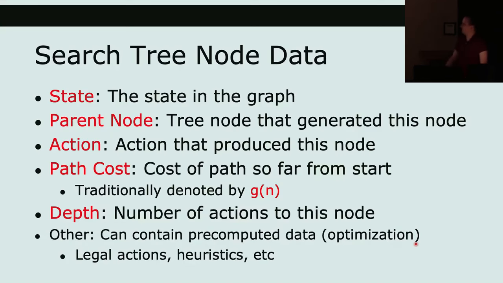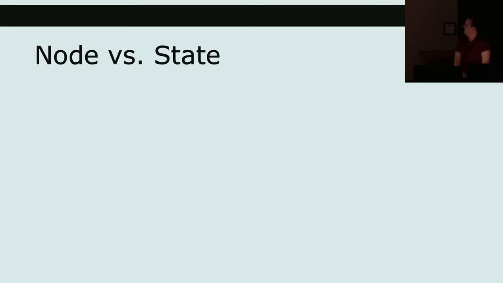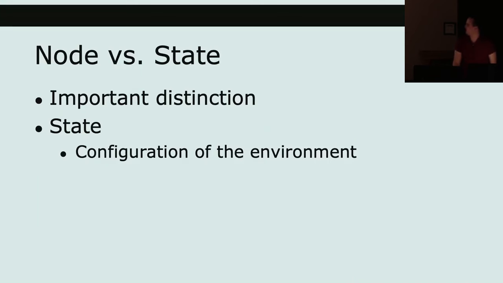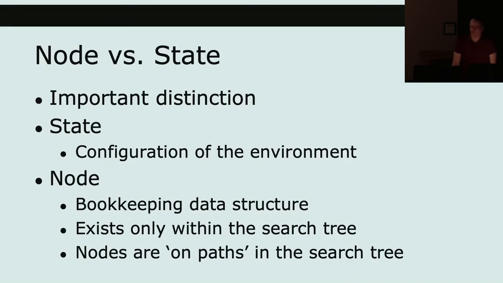Maybe, if we talk about this in the future, you could have things like other pre-computed data or optimizations like legal actions, heuristics, whatever. But here's what we want, basically, for the most part, is to store these things. And the important distinction, again, of node versus state. State is a configuration of the environment, and a node is a bookkeeping data structure that only exists within the search tree to keep track of where we are in the search so far. Nodes are on paths in the search tree.